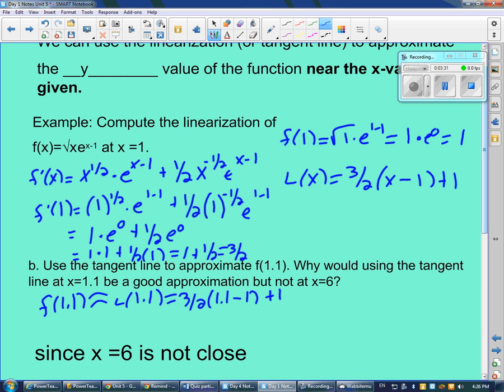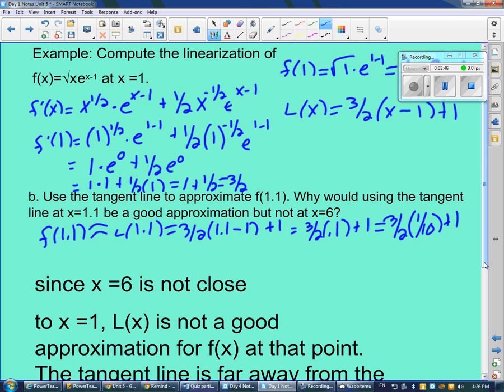So I plug 1.1 into my L, and I can calculate this. If I subtract, I get 3/2 times 0.1 plus 1. I'm better with fractions, so if I'm doing this in my head, I change 0.1 to 1/10, because then I can multiply it out in my head. Then I get 3/20 plus 1, and with a common denominator, I get 23 over 20.